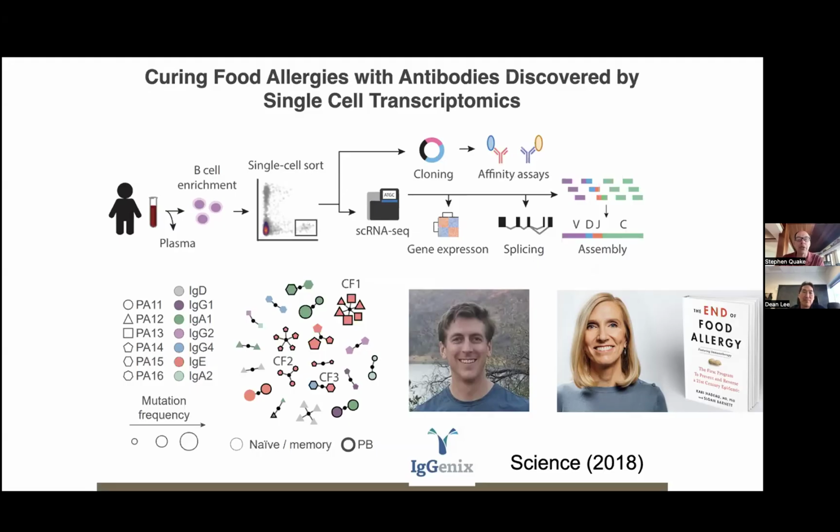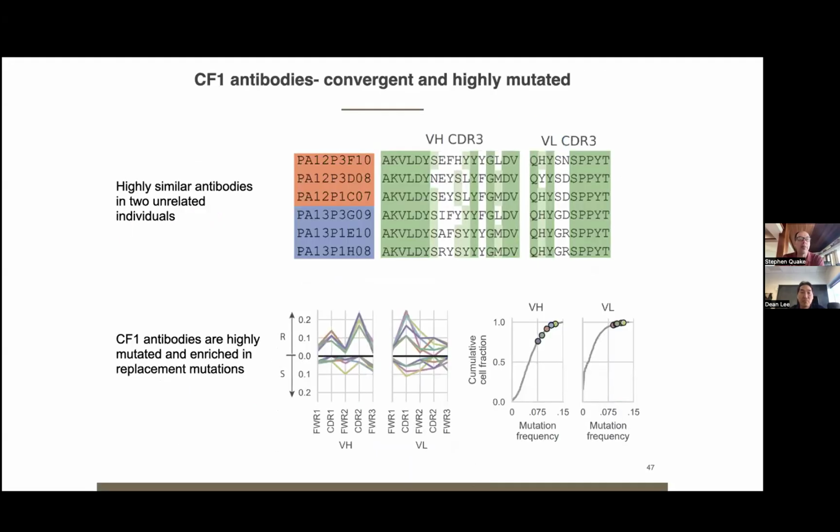as well as the fact that different individual patients had evolved exactly the same antibody, which was an amazing discovery. Here's an example of this sort of convergent evolution, very highly similar antibodies in two unrelated individuals. This must be doing something very important, have strong evolutionary pressure. And sure enough, these are the ones that bind to peanut and cause the allergic reaction.